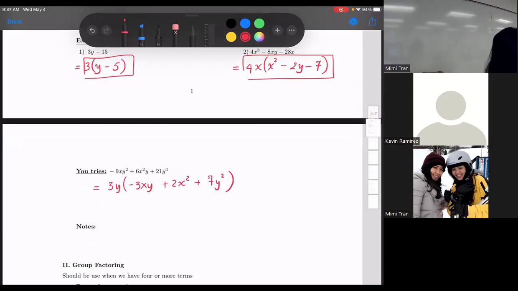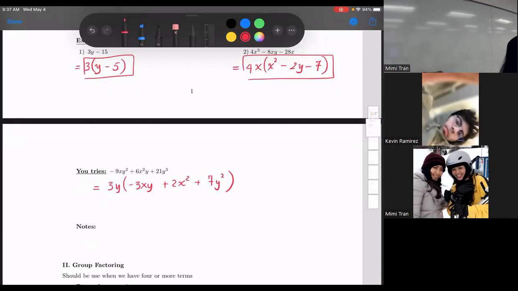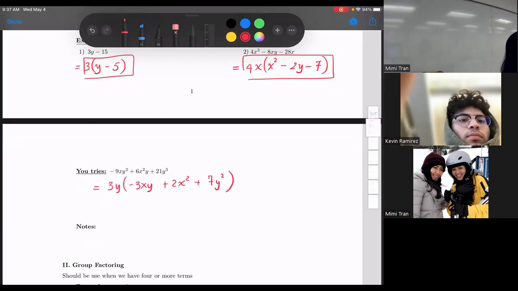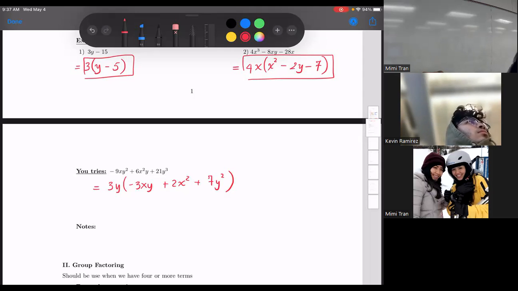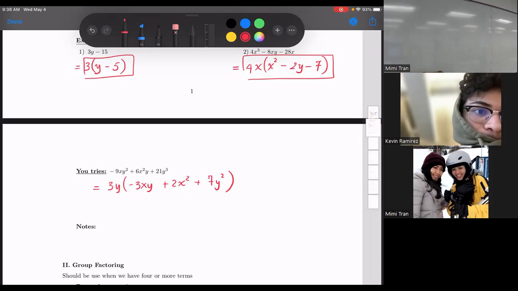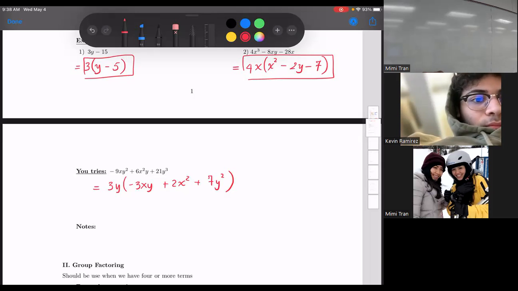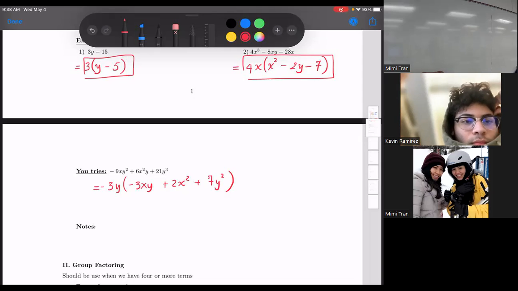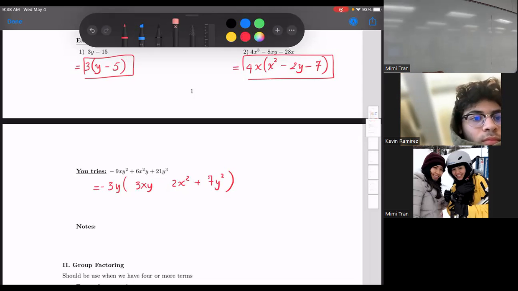Almost correct. Almost. It's not wrong. You're just missing something. It's not wrong, but maybe I want something more. Do you have a different answer? No. All right. Anyone have a different answer? It's not wrong. What he wrote is not wrong. It's just I want him to factor out the negative. Yeah. Right. So maybe I factor out the negative 3y here, and here will be positive.